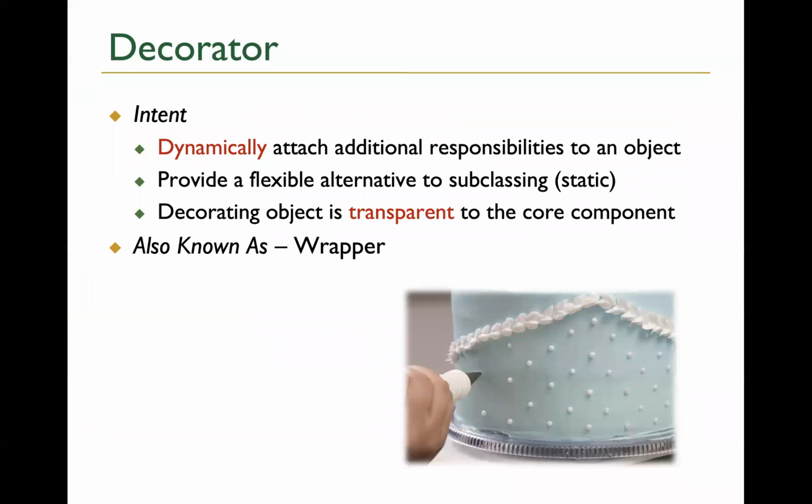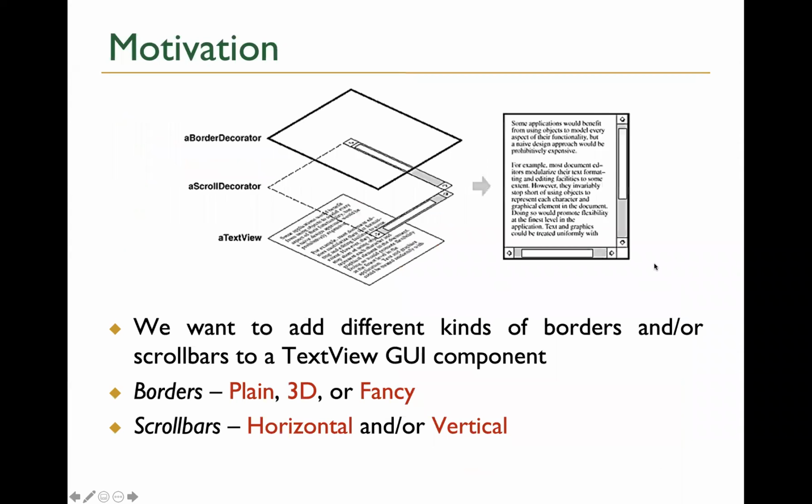All right, so here's the intent of the decorator pattern. It tries to dynamically attach some additional responsibility. It provides a flexible alternative to subclassing, and it will try to make the decorating object transparent to the core component. So it's a very formal definition, but it's very similar to the way wrappers work. Let's take a look at some examples.